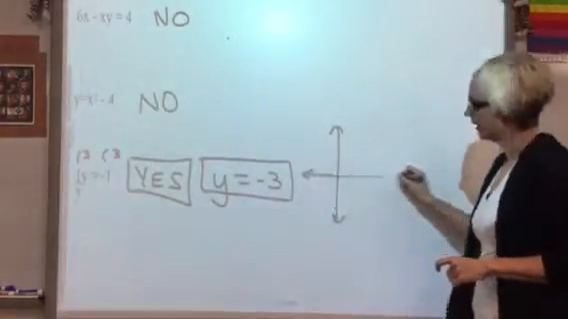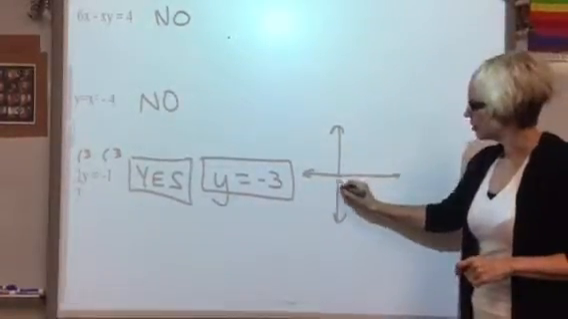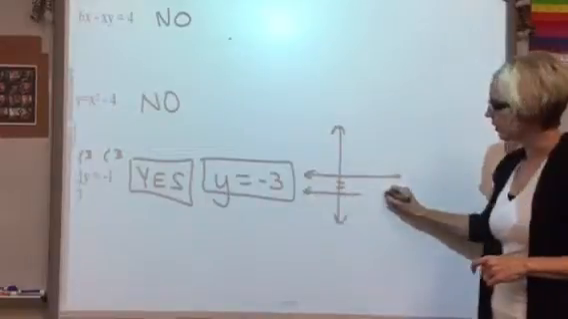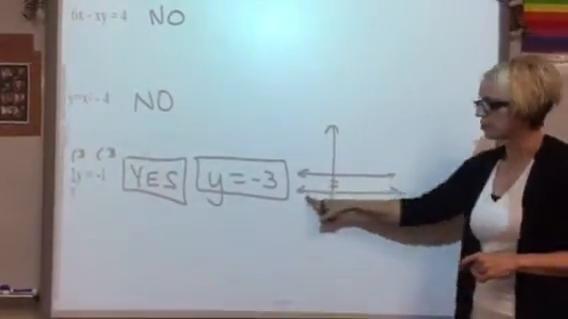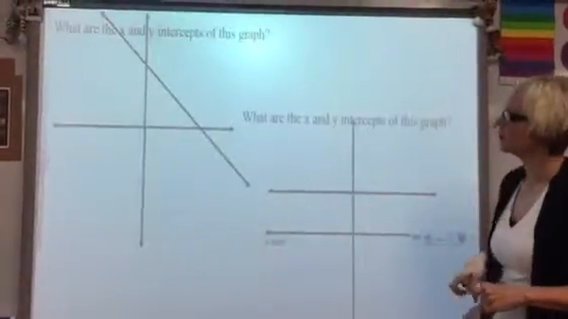I'll just do a quick sketch of that. Here's the origin. So this is 1, 2, 3. Here's negative 3. This is what this line would look like right here. It's just a horizontal line at negative 3.